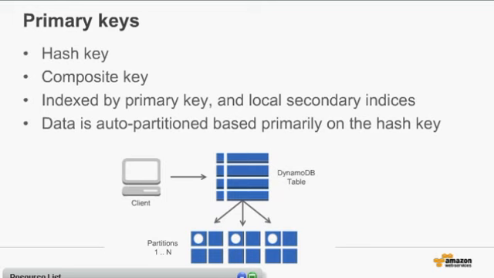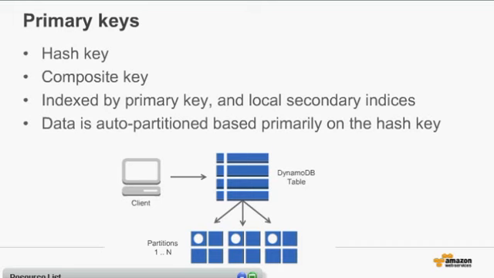A composite key, a good example of that might be a customer key linked with a date or time, which would allow you to retrieve all of the orders for a particular customer within a range. So you can use composite keys alongside hash keys to build more complex queries for your application. Primarily, items are indexed by primary key. There are also local secondary indices available on DynamoDB, which I'll talk about in a minute.